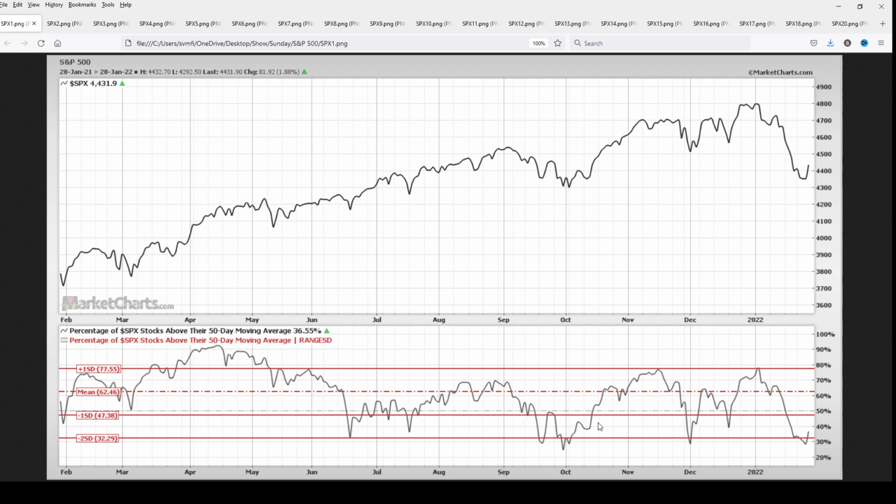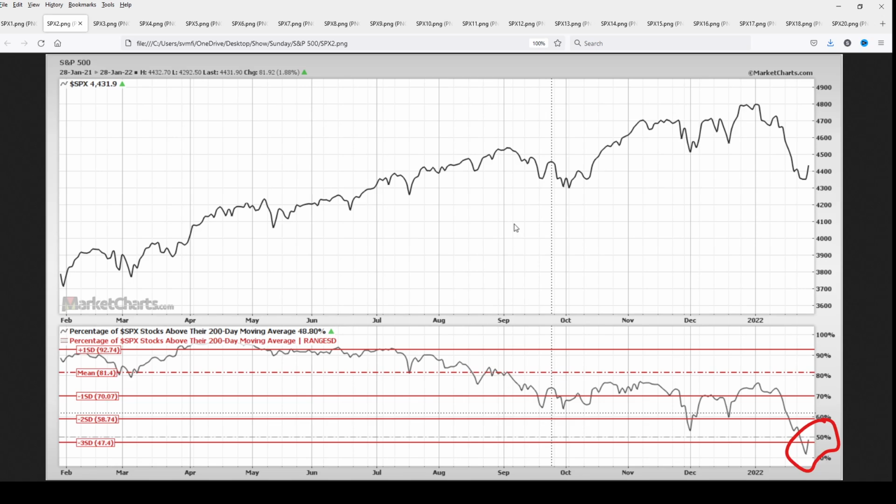But let's take a look at the percentage of S&P 500 stocks above their 200-day moving average, and that's now below 50%, and that's a -3 standard deviation event on a one-year chart. So is that a massive major buying opportunity for you? Well, we need to put this in historical perspective because we have no other data points to look at.